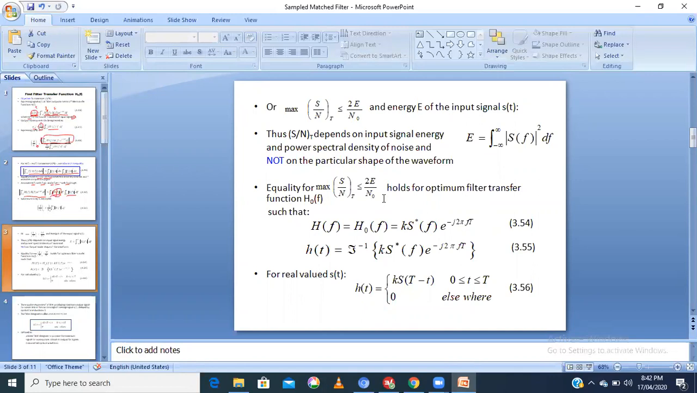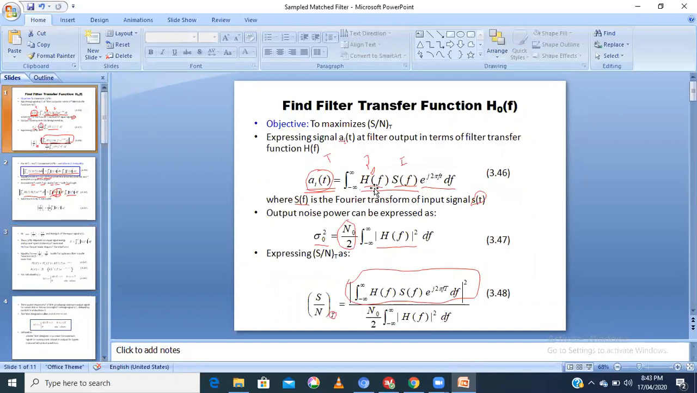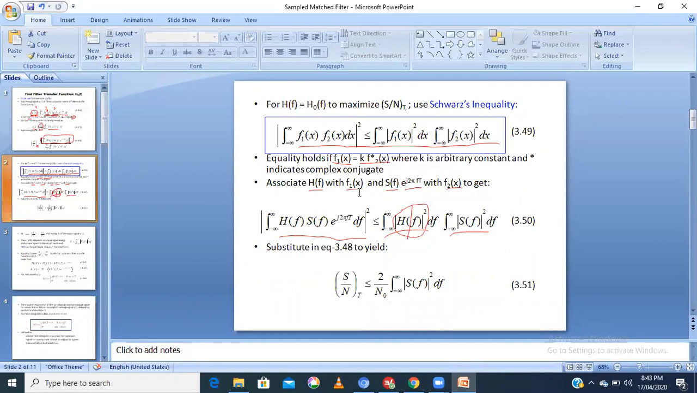So what will be the case? The maximum signal to noise ratio at the sampling instant should be greater than or equal to 2E by N naught, and that can be achieved. Now look at this Schwarz inequality expression. What will be this H(f)? This H(f) will depend on the functions f1(x) and f2(x). If f1(x) is k times the conjugate of f2(x), this expression will be reduced to the conjugate of this function.